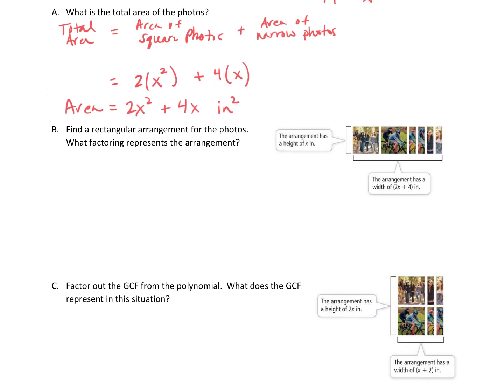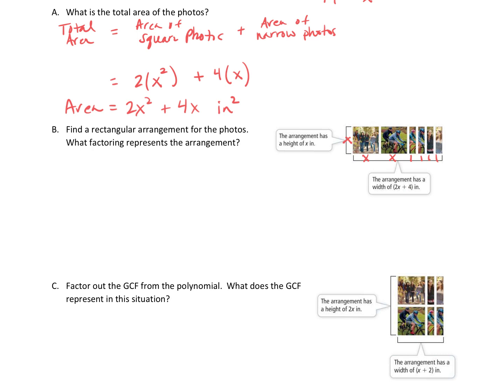All right, so part B, find a rectangular arrangement for the photos. What factoring represents the arrangement? So we can see that the photos are arranged in a rectangular arrangement. They are kind of forming one long rectangle here. The arrangement has a height of x, because that's the length of that square. And then the length is x, and these are all 1 inch long. So that total length is x plus 1 plus 1 plus 1 plus 1, which is 2x plus 4.